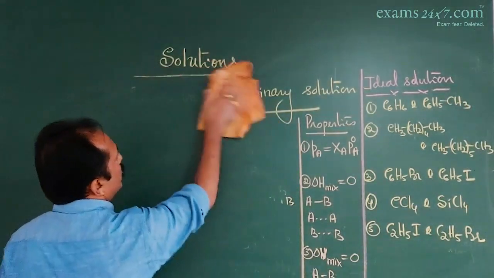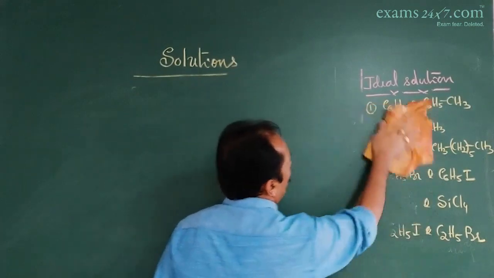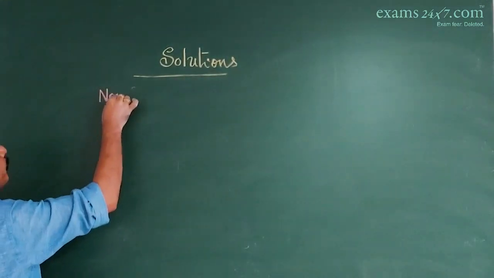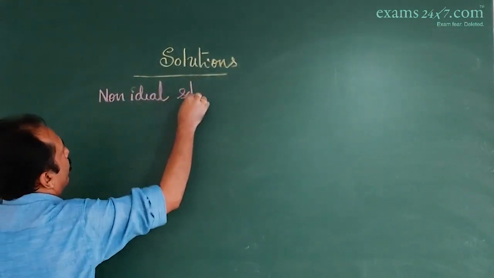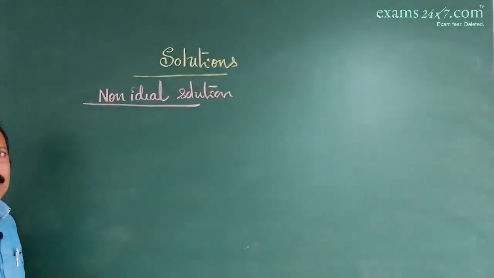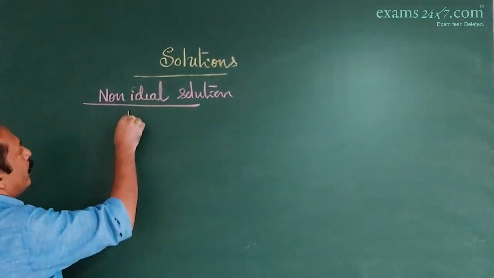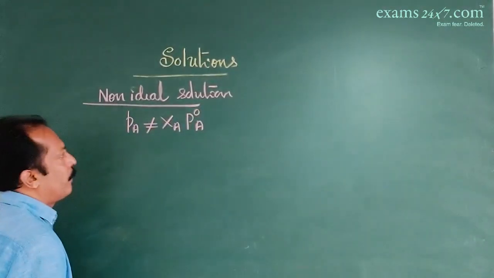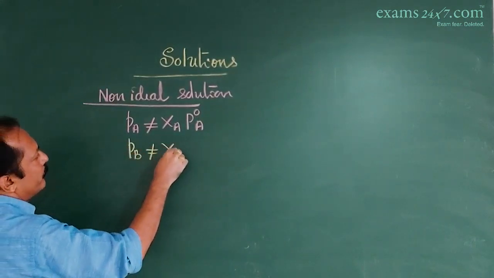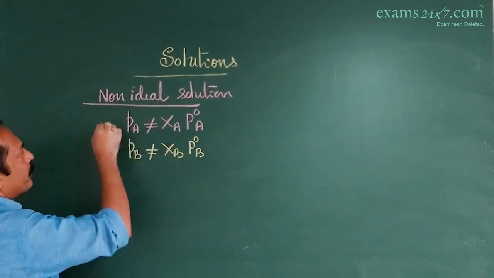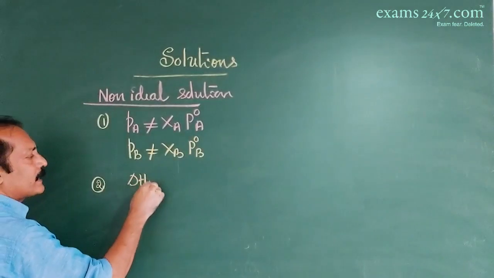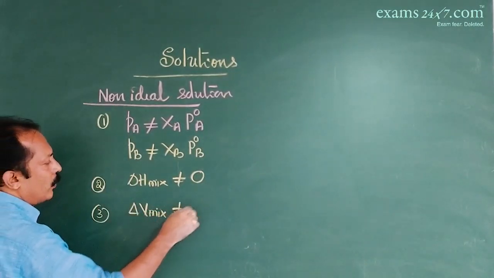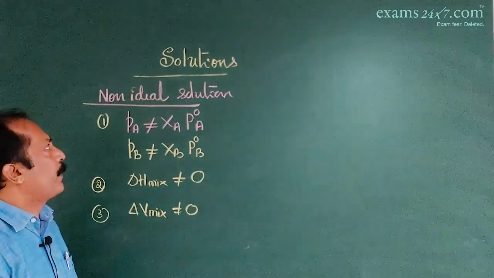Now, next, non-ideal solution. A solution which fails to obey Raoult's law is called a non-ideal solution. So, the characteristic properties of non-ideal solution: the partial vapor pressure of each component is not equal to the product of the mole fraction of that component and the vapor pressure of the pure component. Second, delta H mixing is not equal to zero. Third, delta V mixing is not equal to zero. So these are the characteristic properties of non-ideal solution.